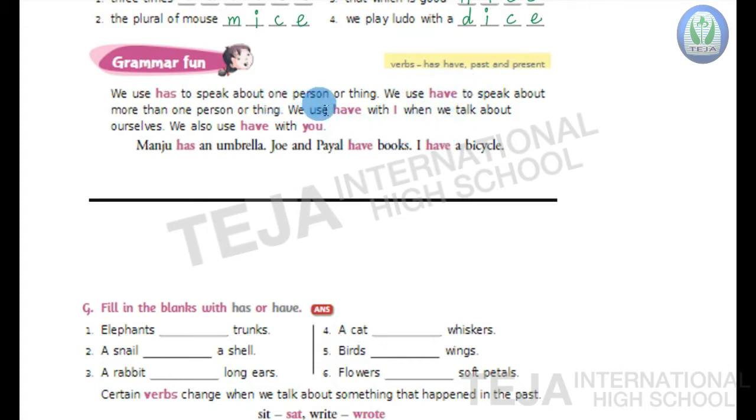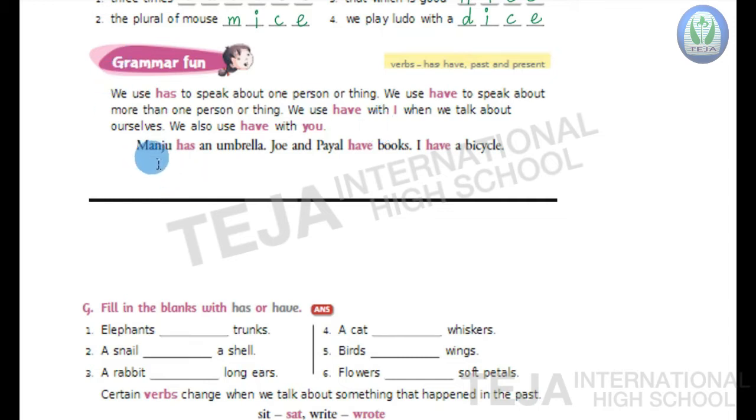Okay, when we talk about one person or one thing, we use has. But when we talk about more than one person or one thing, we use the word have in the sentence. And also, have is used when we begin the sentence with I. I have. And also with the word you, have is used. That is, in the singular form, have is used along with I and you. That is, I have a bicycle. Next, you have a bicycle. Like that, when we talk about a singular person, about ourselves or about another person, along with I and you, the word have is used.